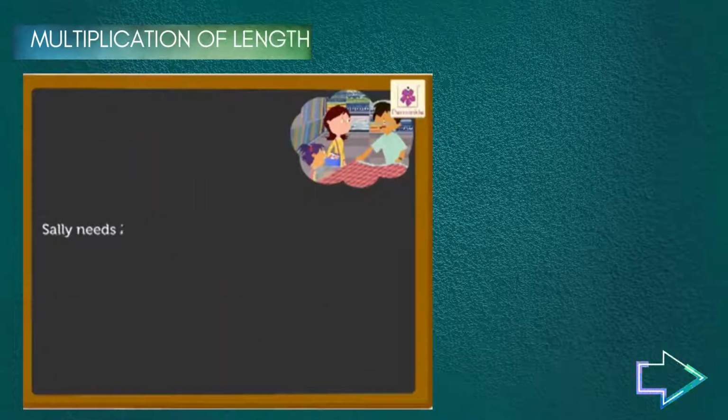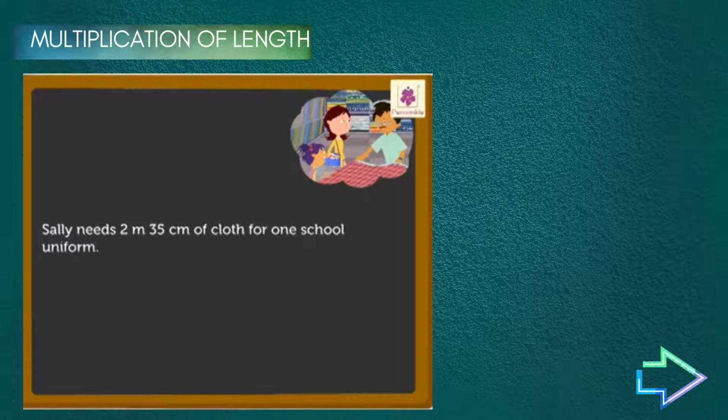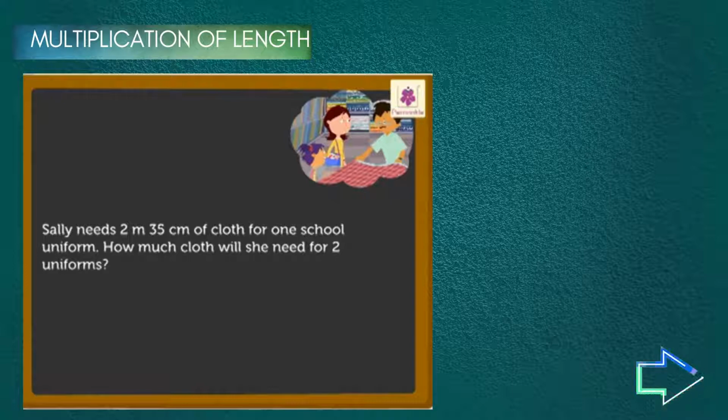Sally needs 2 meters 35 centimeters of cloth for one school uniform. How much cloth will she need for 2 uniforms? It is easy to find the answer as we already know the multiplication rules.